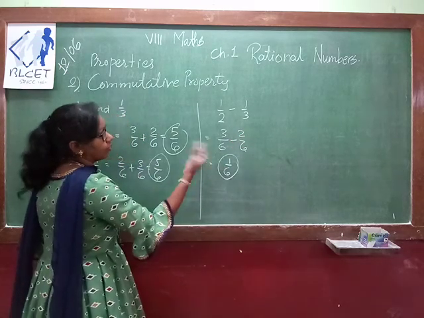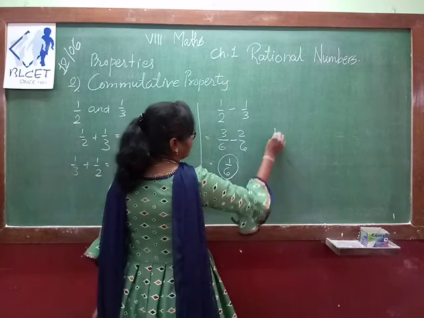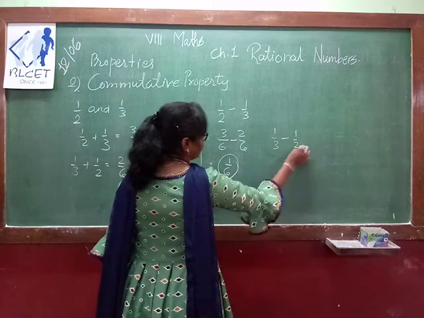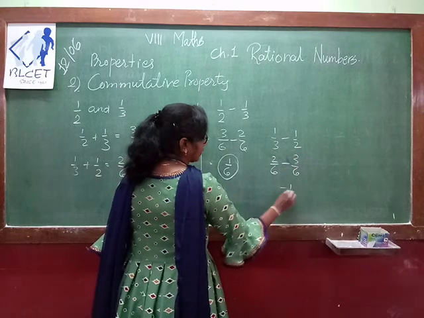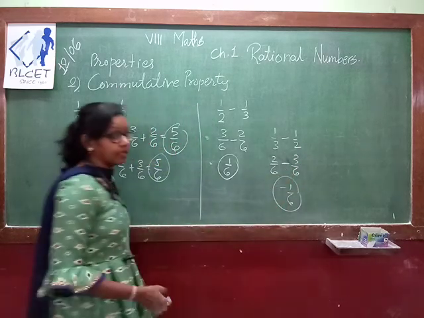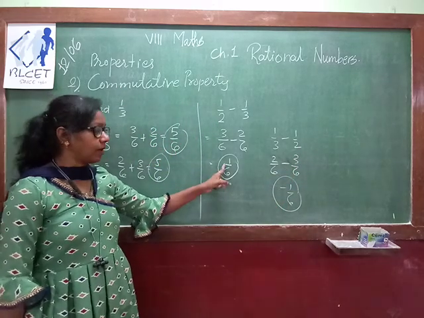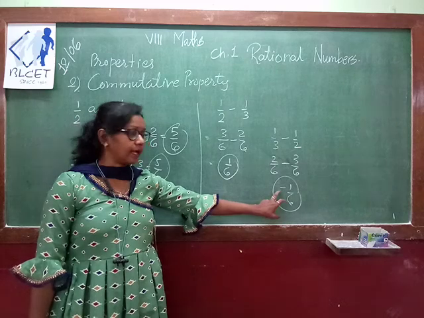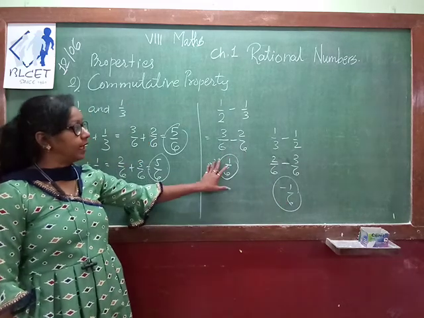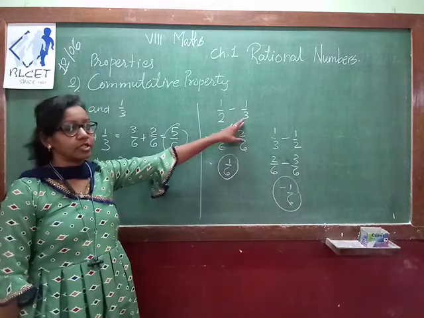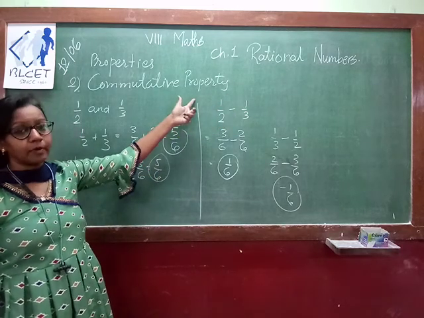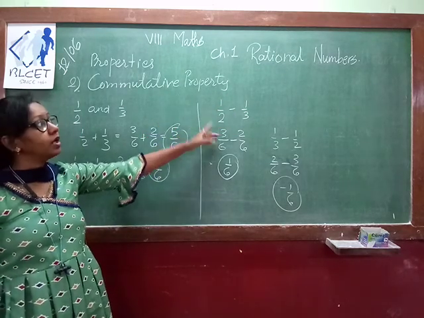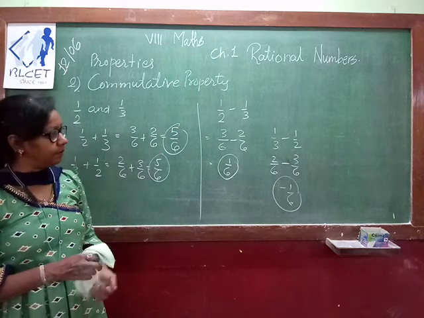Now reverse the order. So 1 by 3 minus 1 by 2. What answer are you getting? 2 by 6 minus 3 by 6, which is equal to minus 1 by 6. Here this is positive, here this is negative. So we are not getting the same answer under subtraction. So what we can say, for subtraction this closure commutative property does not hold for rational numbers.